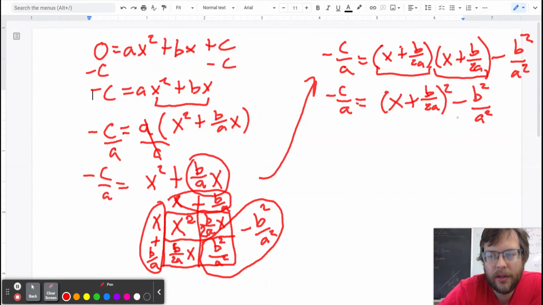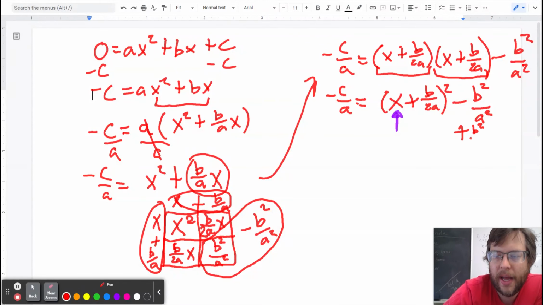All of that work got the letter x into just one spot. So now I just need to do a little bit more algebra, reversing my operations, and then I can get x all by itself. So we're only a few steps away. So I'm going to add b squared over a squared to both sides.